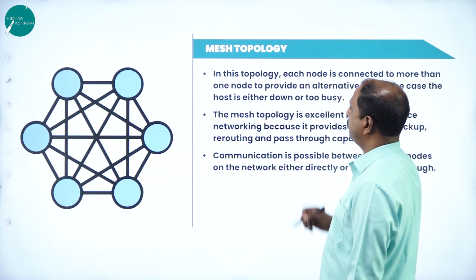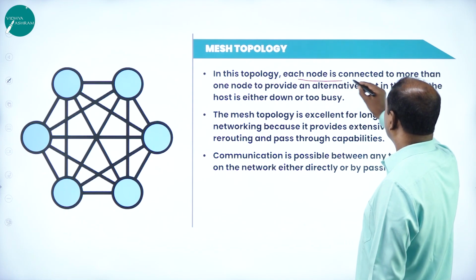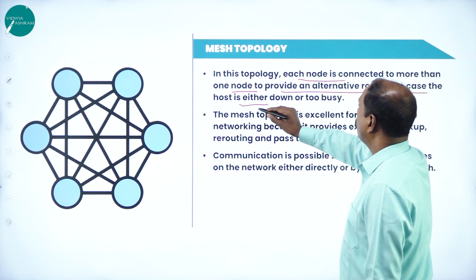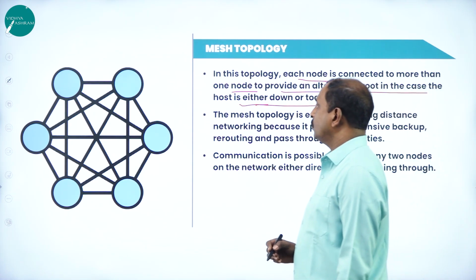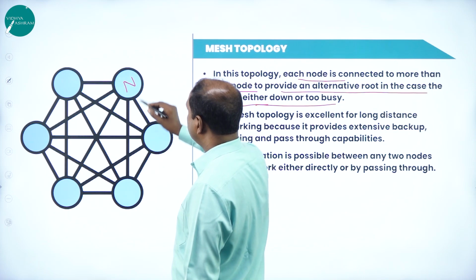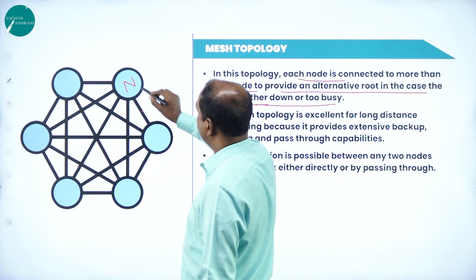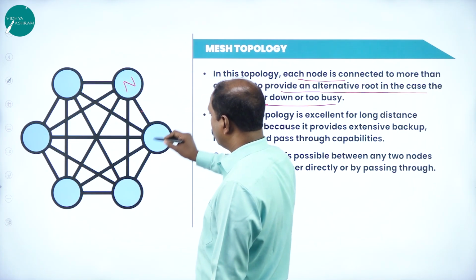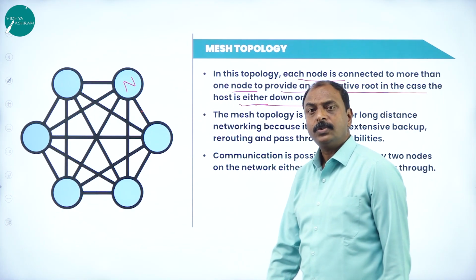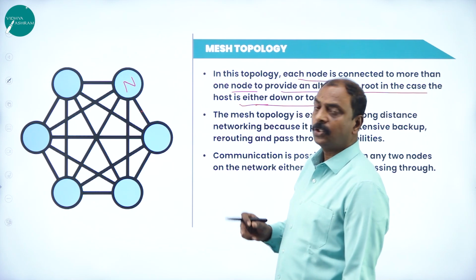Next one is mesh topology. In this, look at the diagram here. In this mesh topology, each node is connected to more than one node to provide an alternative route in case the host is either down or too busy. Suppose this is one node. It is connected to this node, and to this, and to this, and here, and again here. So this particular node is connected to all different nodes individually. Similarly, if you consider this node, almost all the nodes will have 2 to 3 paths to reach the destination or other nodes.